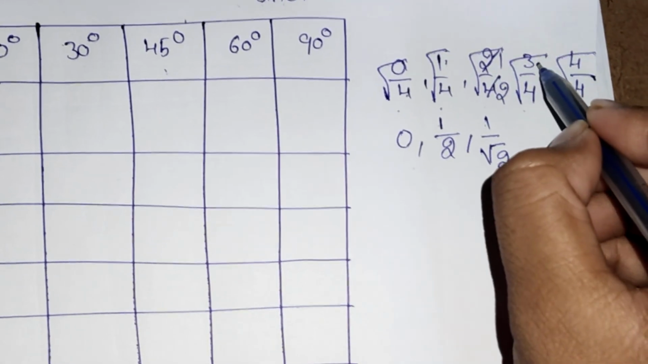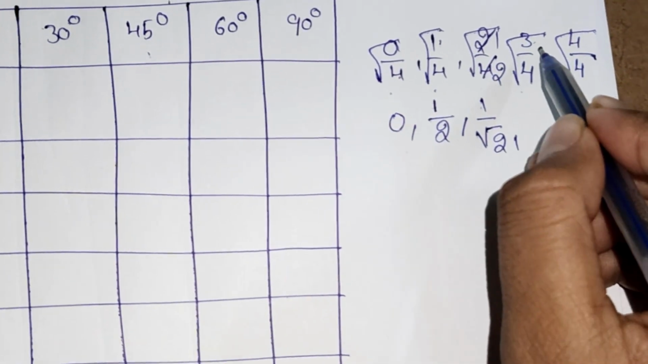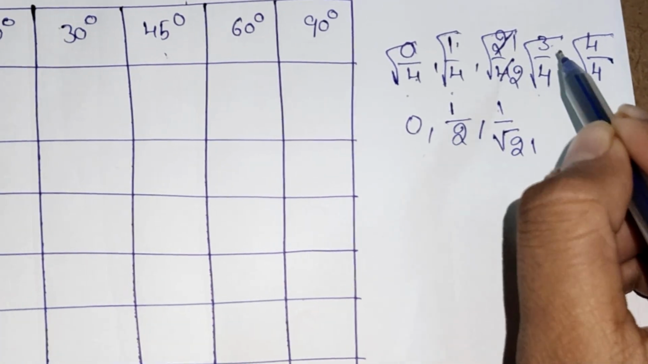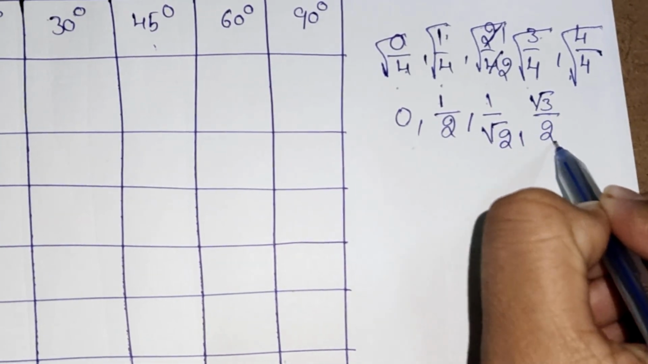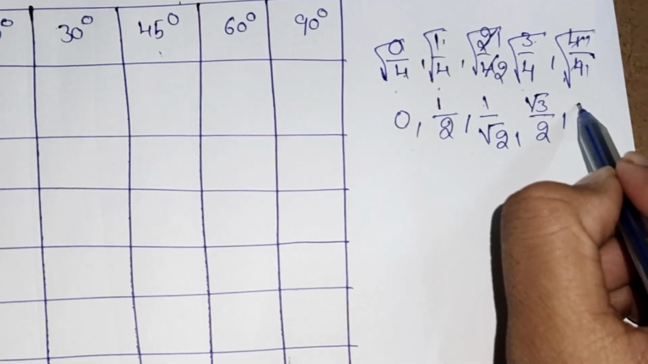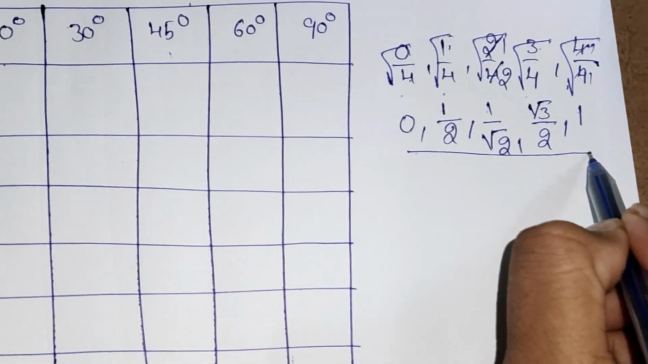And what is this? Square root of 3 by 4. Again 4 equals 2 squared, the square root gets cancelled, and the remaining value is root 3 by 2. And this is 4 by 4, so what is the final answer here? 1.